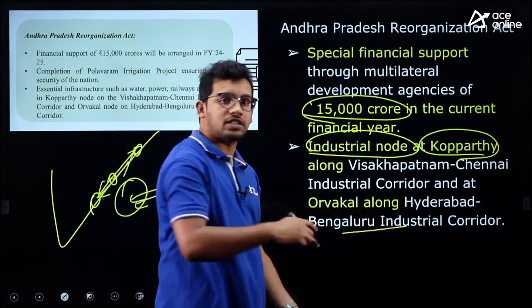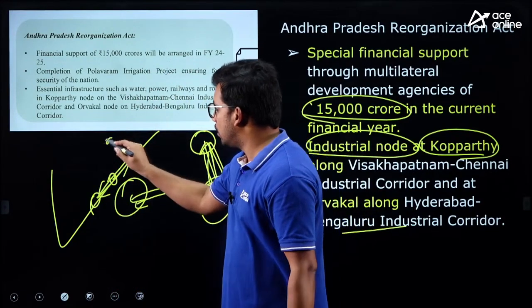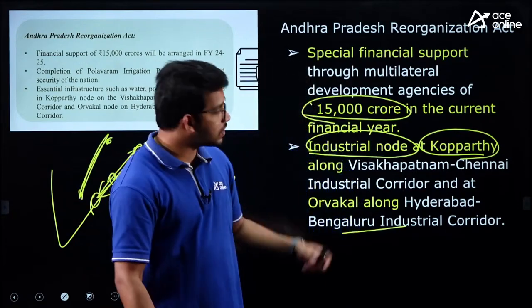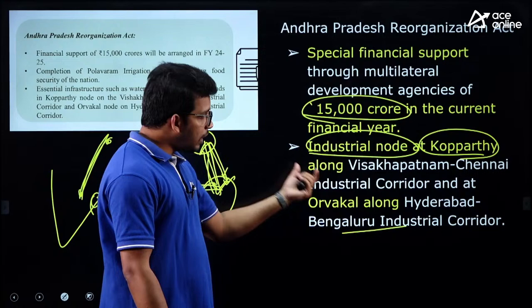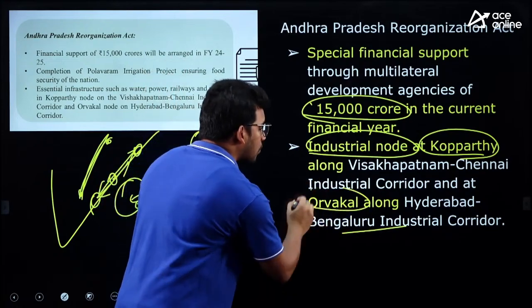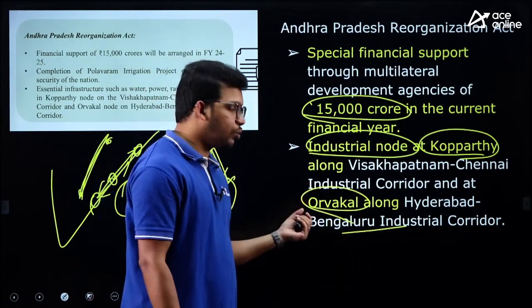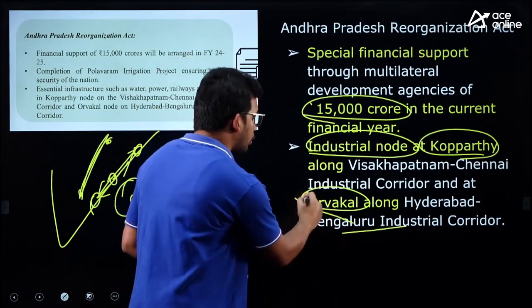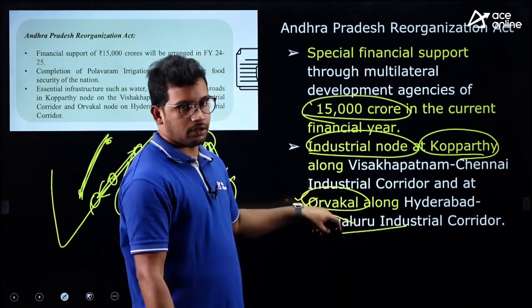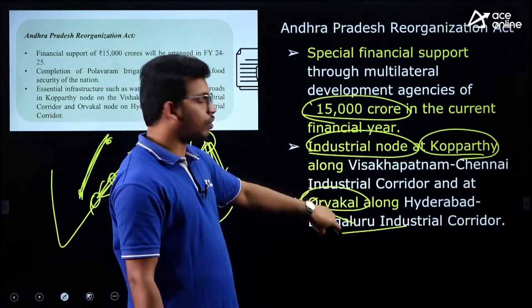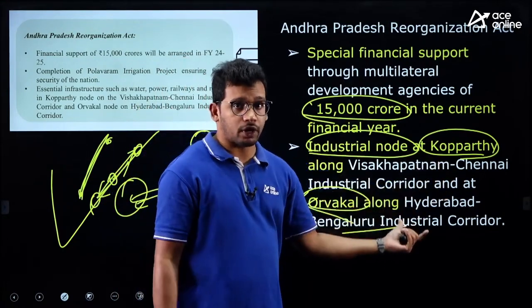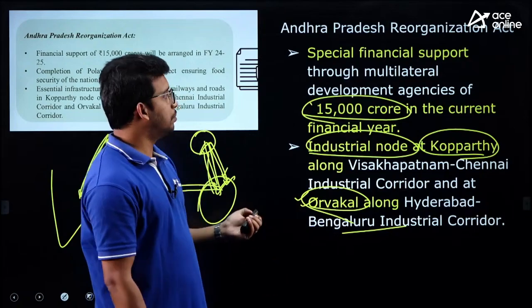Similarly, one more industrial corridor is there, the Hyderabad and Bangalore industrial corridor. From Hyderabad to Bangalore also there is an industrial corridor, right. Here they are going to support the Orvakal node. Orvakal is near Kurnool district in the Rayalaseema region of Andhra Pradesh. So they are also going to focus on an industrial node here, right. So 2 places, Kopparthi and Orvakal, are going to be focused on in the 2 industrial corridors. You have to remember, a very important question can be asked in the exam, right.